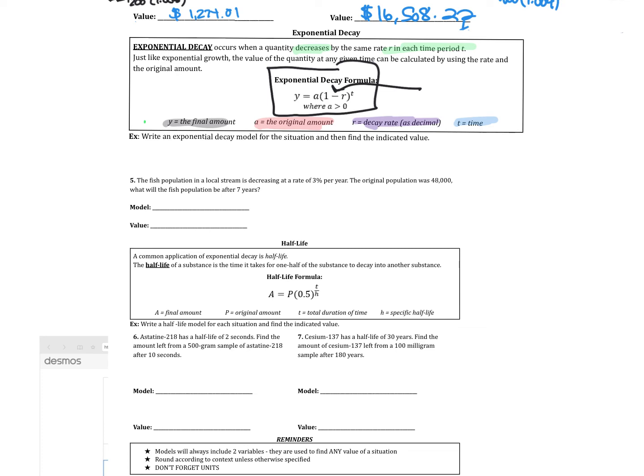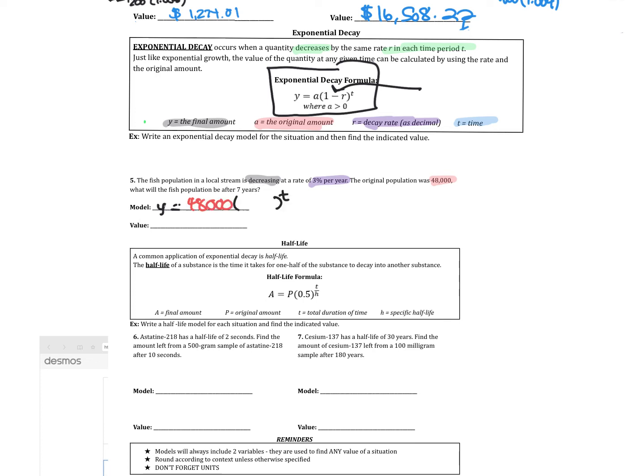So let's look at this first example. The fish population in a local stream is decreasing. That's what tells us that we're using decay, this word decreasing here, at a rate of 3% per year. The original population was 48,000. So we have enough information just there now to write our model. We know that we want it to be y equals something times something to the power of t. The number that goes in front is going to be 48,000.